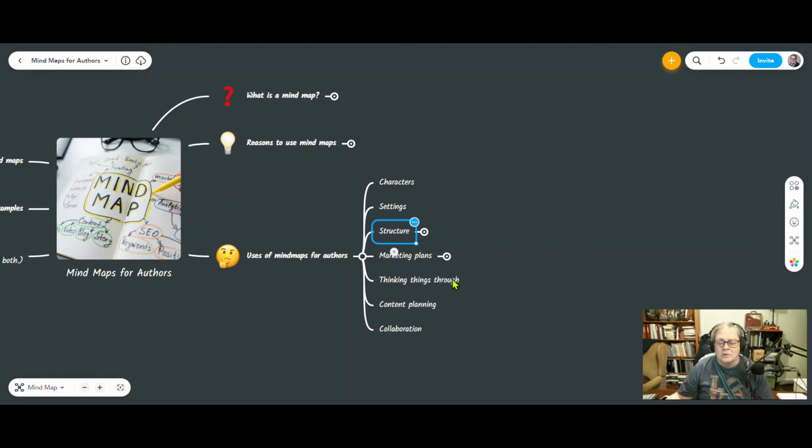Thinking things through. This has been a very big value for me this week. I've gone through a lot of my systems and the way I do things, mind mapped them out, and had some very big moments of clarity. And so it's been a very valuable exercise for me.